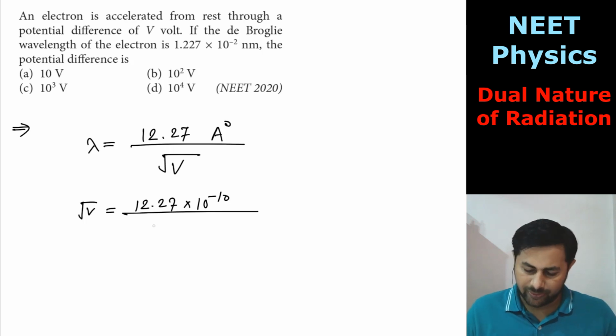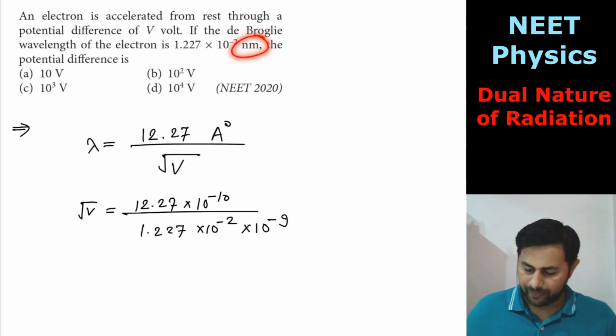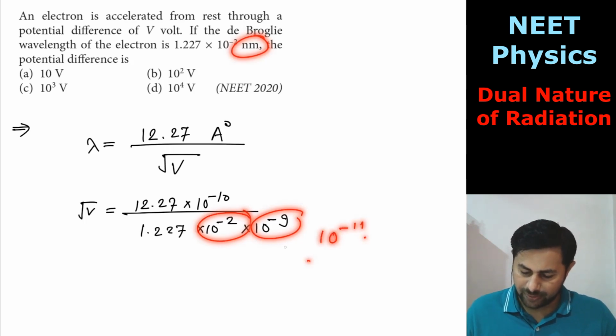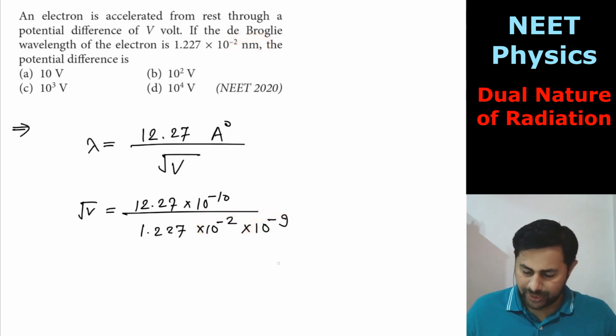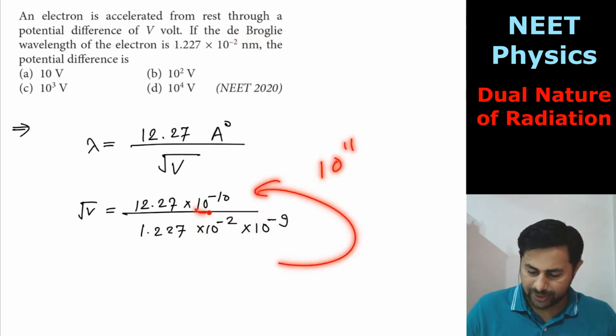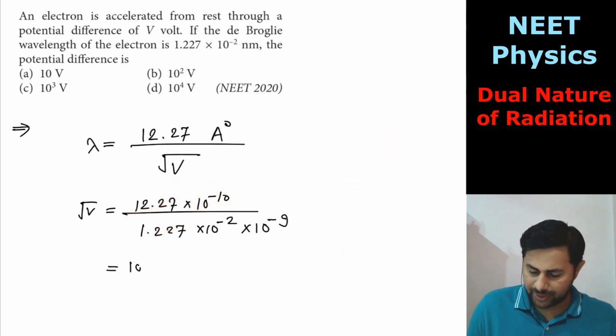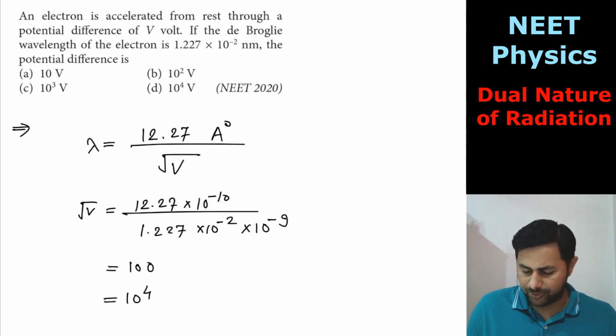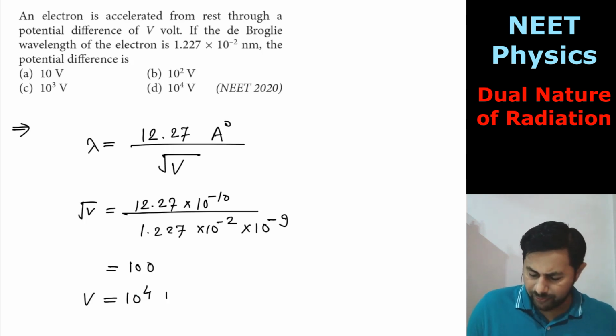And lambda is 1.227 multiplied by 10 raised to minus 2, but that is in nanometers, so multiplied by 10 raised to minus 9. This is 10 raised to minus 11. Move that to the numerator, so it becomes 10 raised to plus 11. Plus 11 minus 10 is 10 raised to 1, so this is 10, and 12.27 divided by 1.227 is also 10, so this is 100. So root V is 100, which means V is equal to 10 raised to 4.